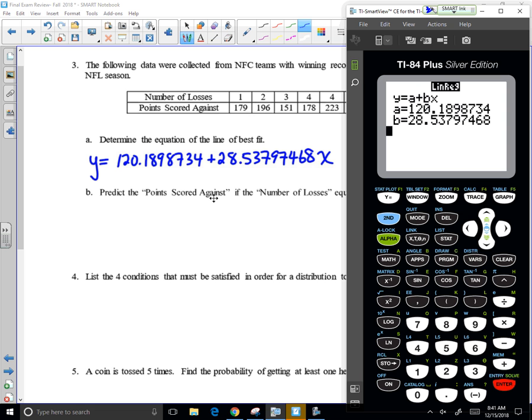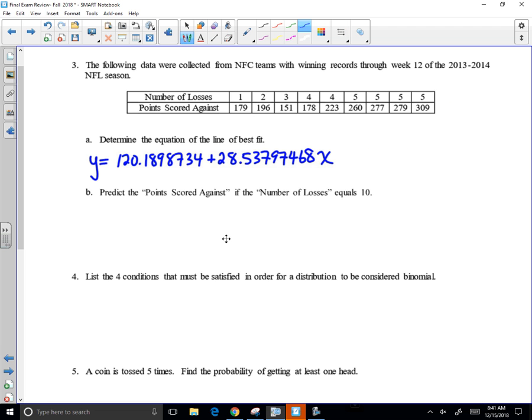All right, so part B is our payoff here. Predict the points against if the number of losses equals 10. The number of losses, those were our X values. The points against are our Y values. So this is saying figure out Y when X is 10. So what is Y when X is 10?